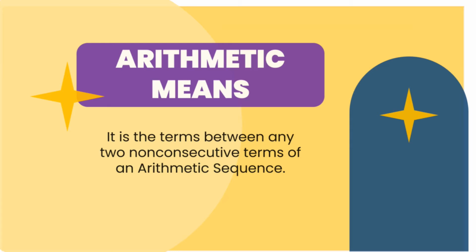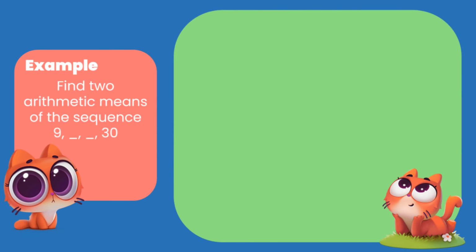The arithmetic mean, by its definition, refers to the terms between any two non-consecutive terms of an arithmetic sequence. Example: find two arithmetic means of the sequence 9, a sub 2, a sub 3, and 30. From this example, we need to find the arithmetic means between the given terms.